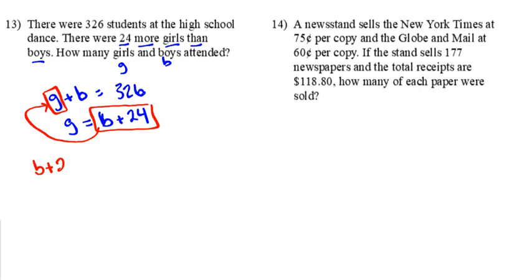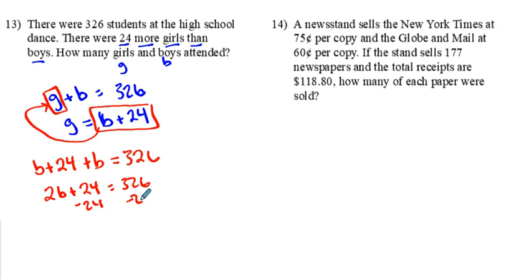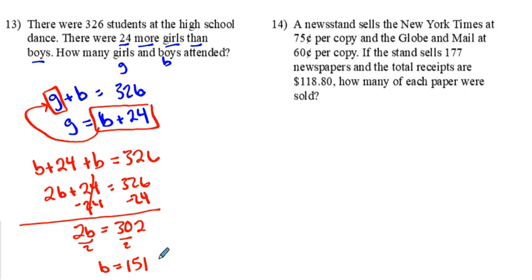We get B plus 24 plus B equals 326, or 2B plus 24 equals 326, and now I'm just going to solve. So I need to get B by itself, so I'm doing opposite operations here. I subtract 24 to make this become 0, but I have to do it to the right side too, and that makes this 302. Then I divide by 2, and I get that there are 151 boys at this dance.